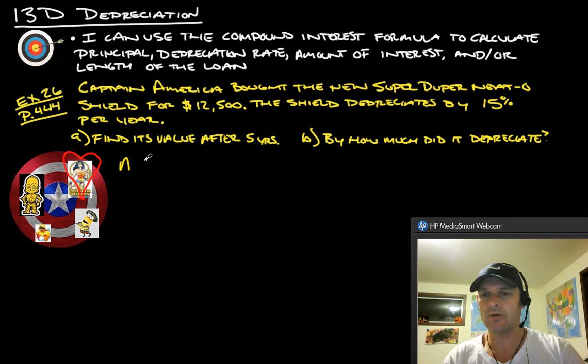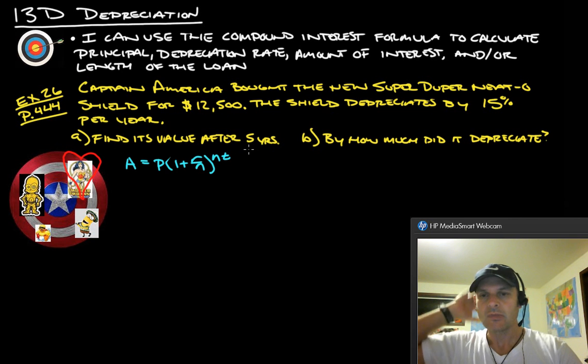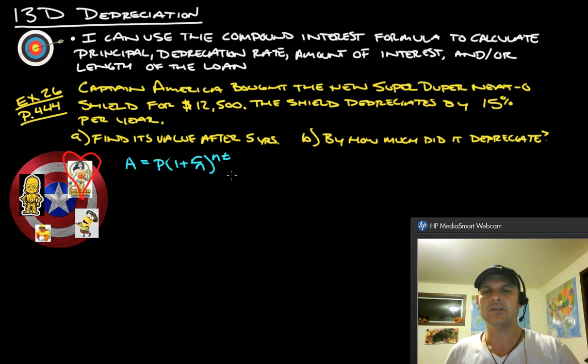Starting off with our formula that we've been using for all of these here. A equals P times 1 plus r over n to the nt. All right. Let's calculate how much this thing is worth after 5 years. So we're looking for the A. P is the original amount, which is 12,500.